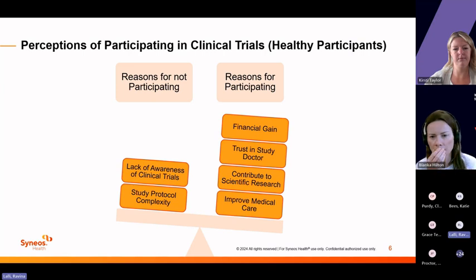From viewing literature, the most common recruitment barrier found was study protocol complexity and lack of awareness of clinical trials. The reasons for participating included improved medical care, contributing to scientific research, and trust in the study doctor, as well as financial gain. However, with financial gain, there is a risk of financial coercion, as the finances provided to participants are typically given to cover inconvenience and time spent on the study. This is overseen by the ethics committee to ensure no financial benefit is given, only reimbursement for participation, as stated in ICH-GCP.